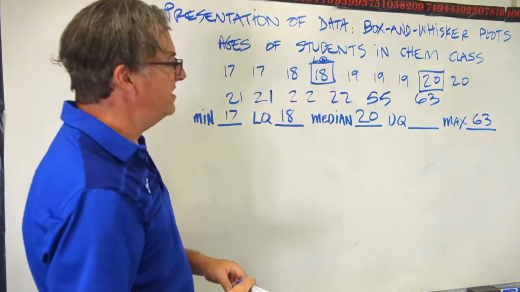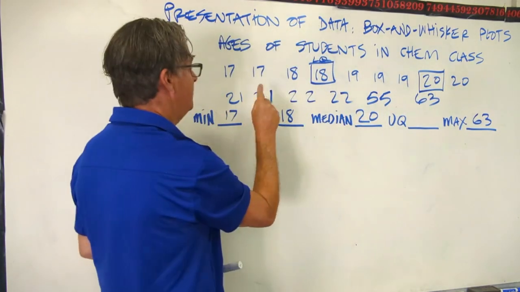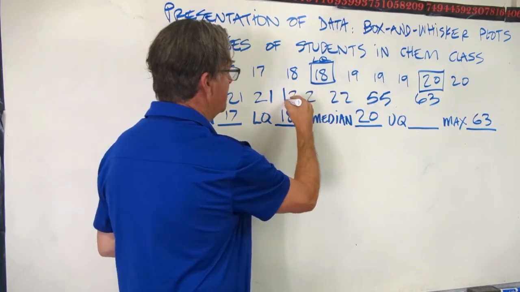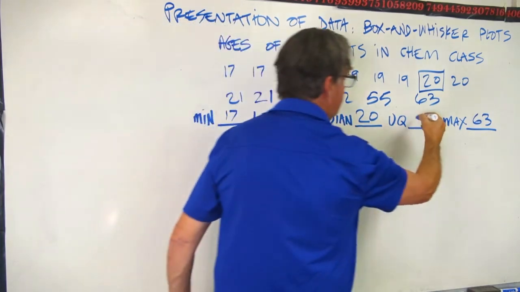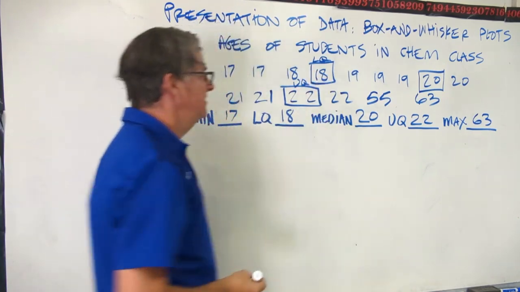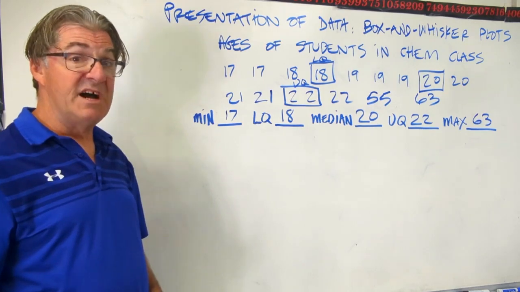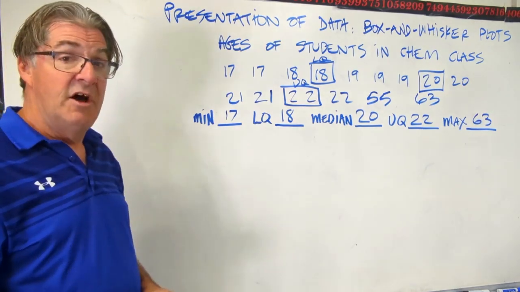And then our upper quartile is also going to be the 4th value along. So 1, 2, 3, 4. Our upper quartile is 22. So right there. And let's write UQ right there. So pretty cool. All right, let's make our box and whisker plot now that we have our data.